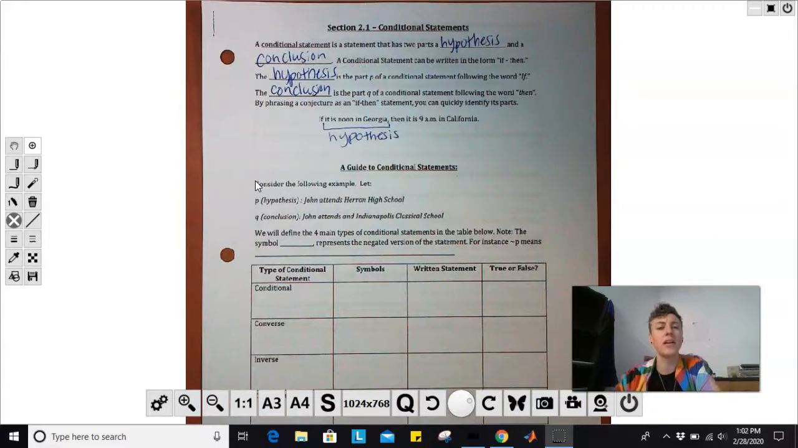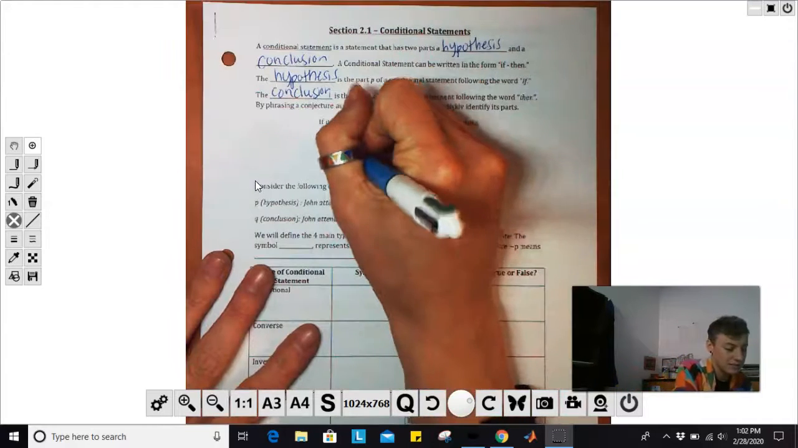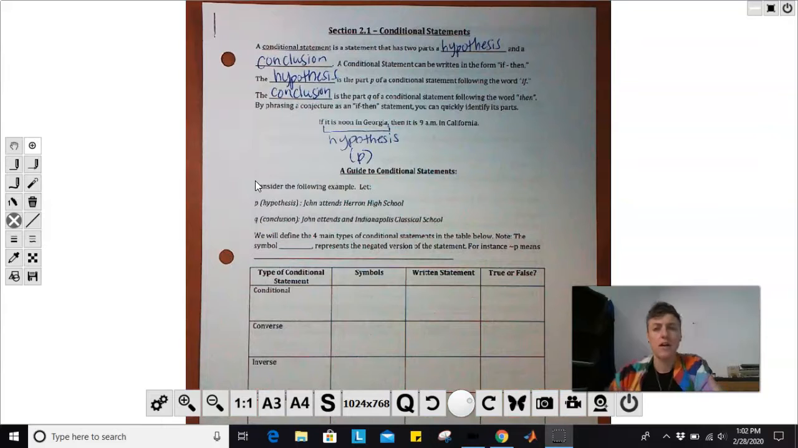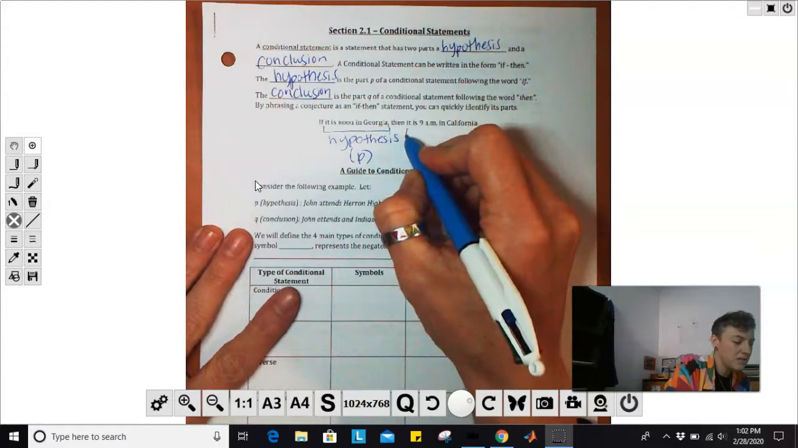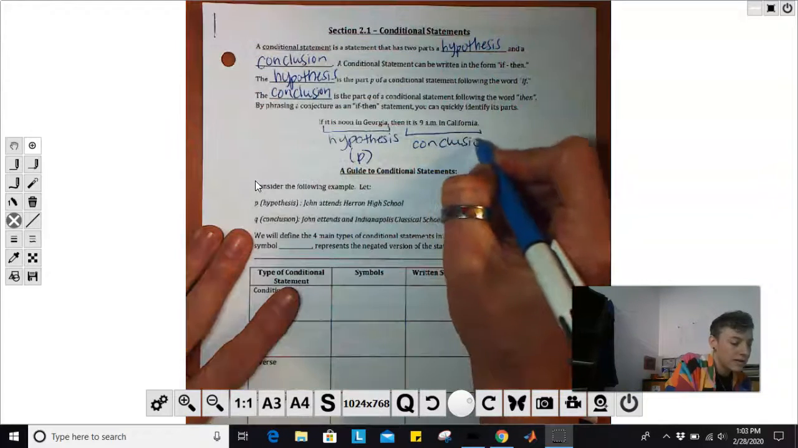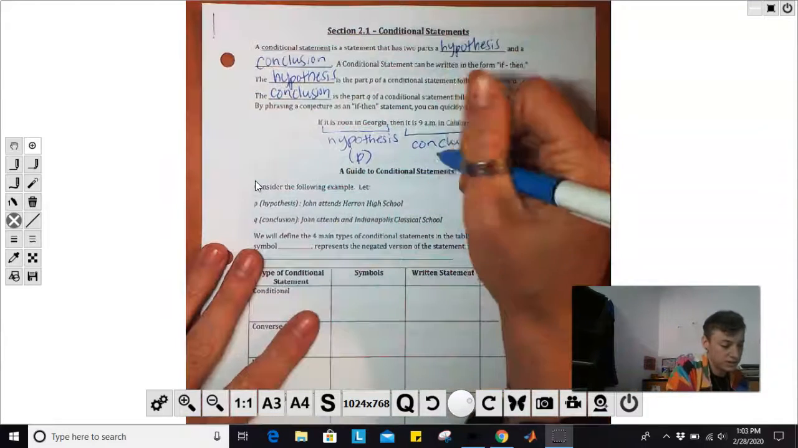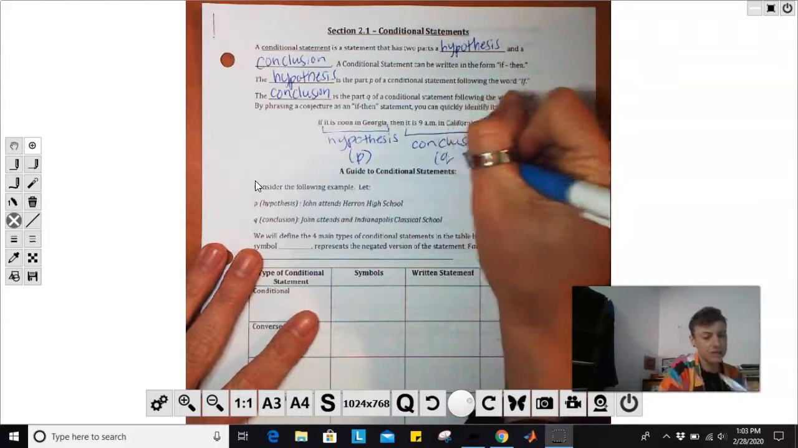And B2, what letter do we use to abbreviate the hypothesis? P. Nicely done. All right, B2, what's the conclusion if it comes after the word then? And B2, what letter do we use? Q. That's right.